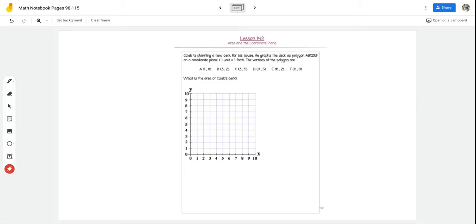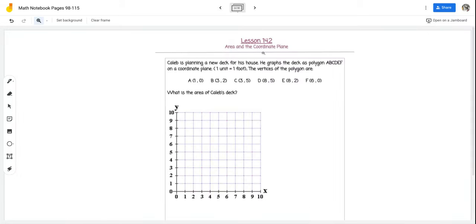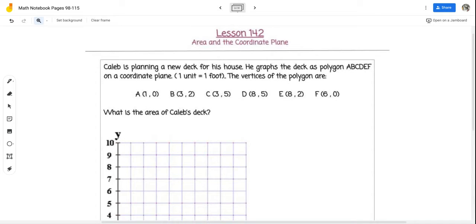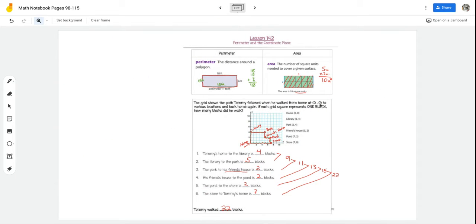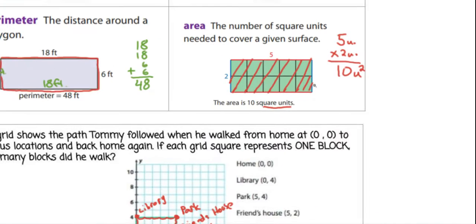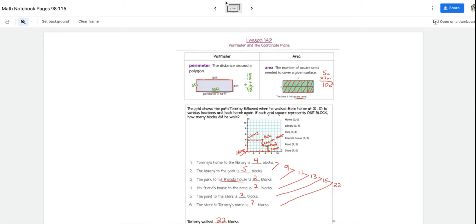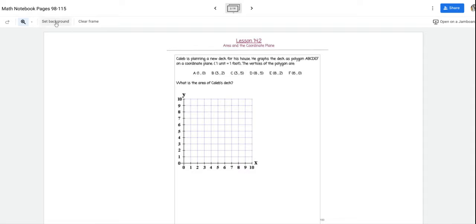We're on page 100 of our math notebook, and we're going to take a look at lesson 14.2, area and the coordinate plane. We're going to be finding the area of a polygon here on the coordinate plane. If you remember from the notes we did on the previous page, this is page 99. Remember, area is the number of square units needed to cover a given surface. So we're going to be doing that. We're going to be finding the area of Caleb's new deck that he's planning.